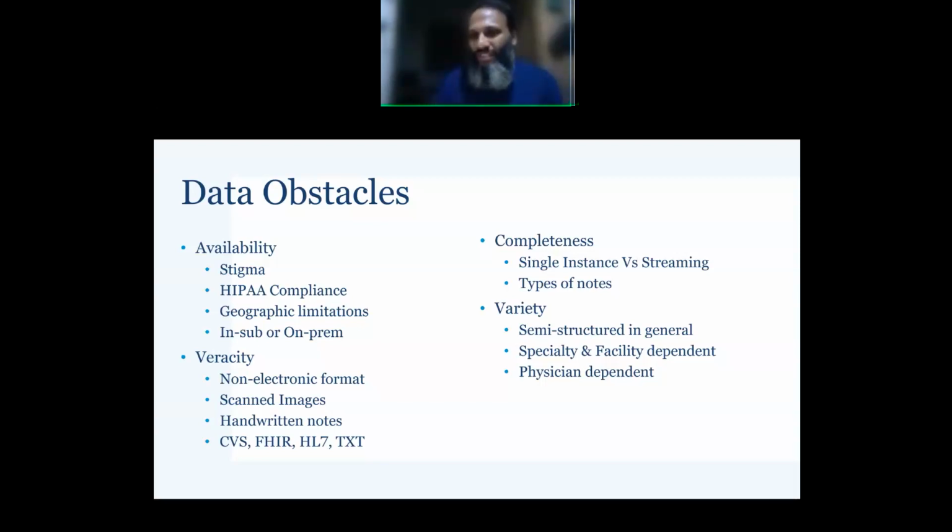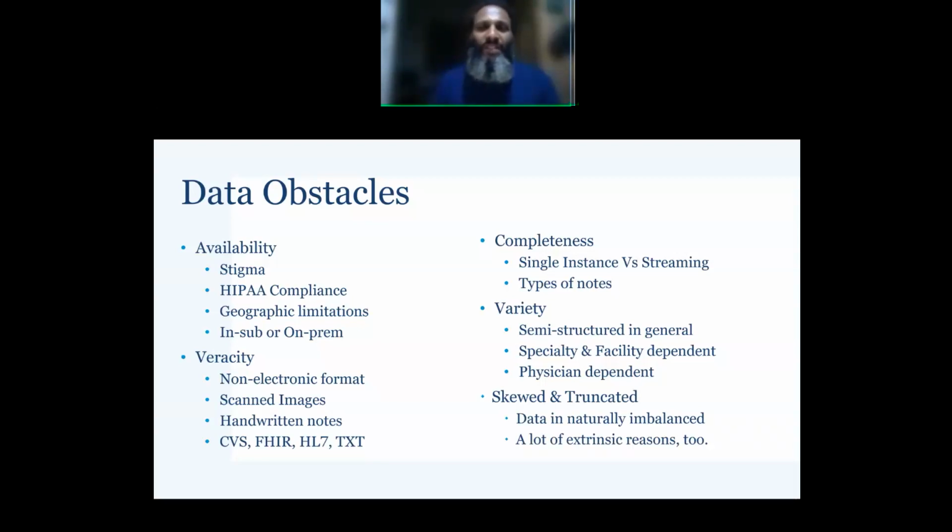And also different physicians document differently. Their style of writing will be very different, and you need to be aware of those nuances also to do a good job. And finally, data, as usual, will be skewed and can be truncated. It can give you nightmares because of the quality of the data or completeness of the data.